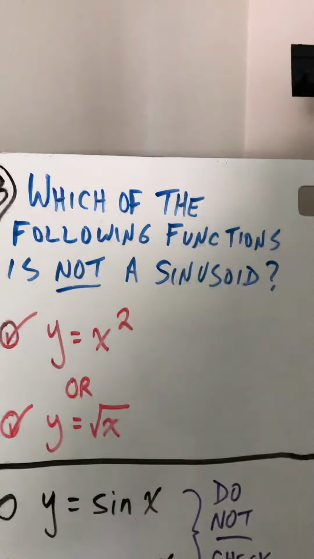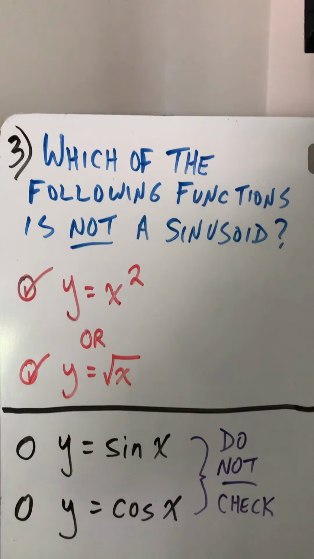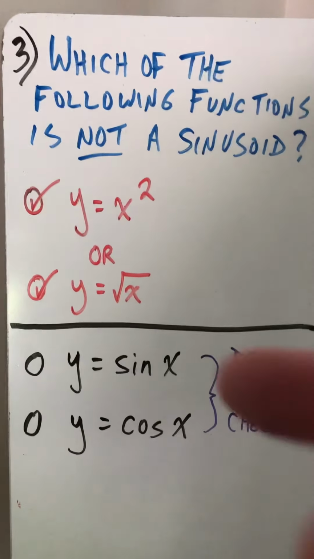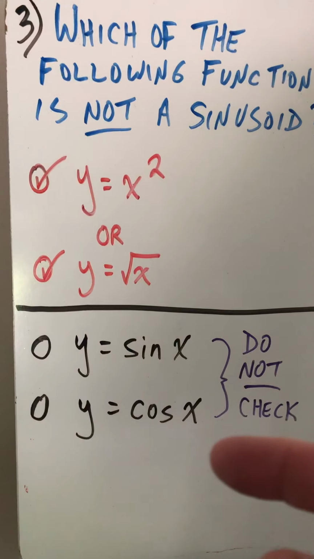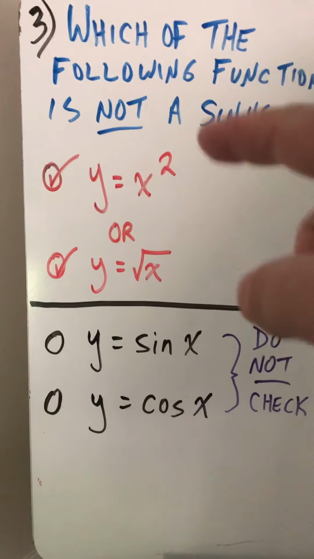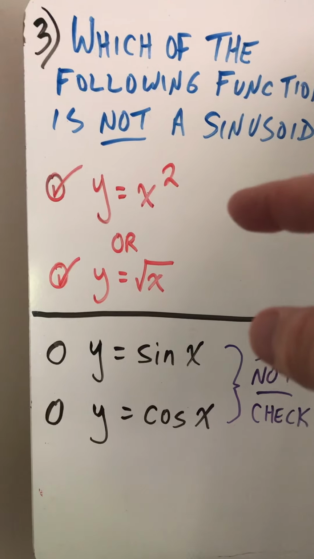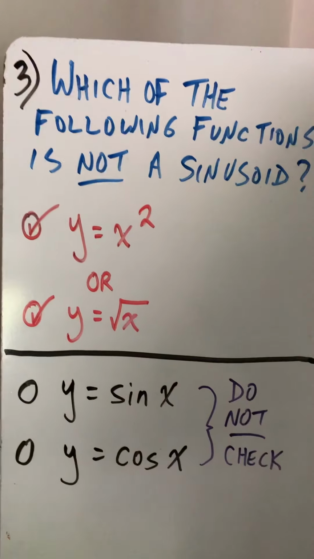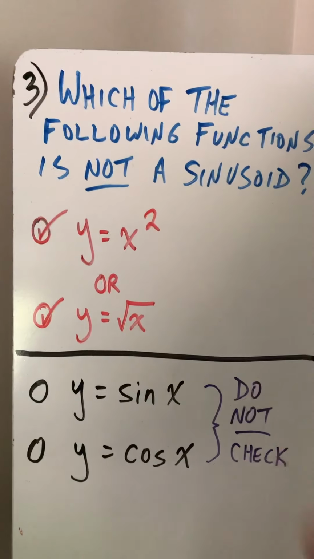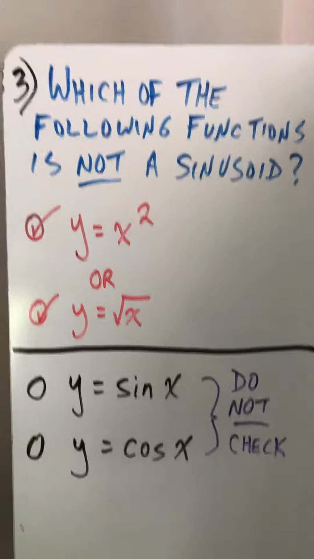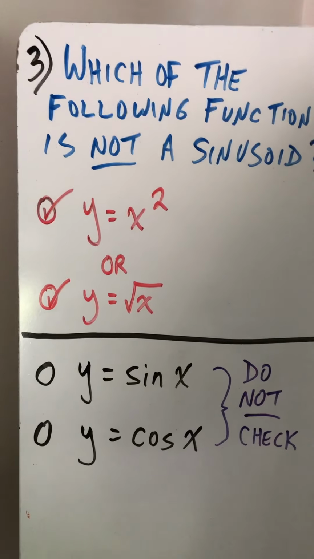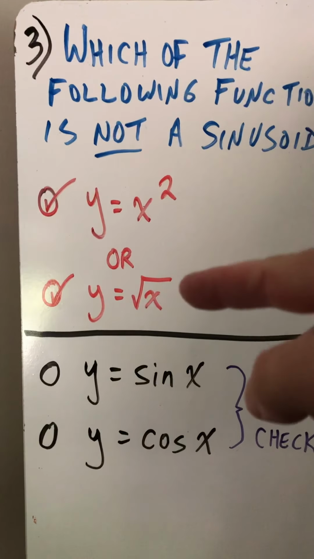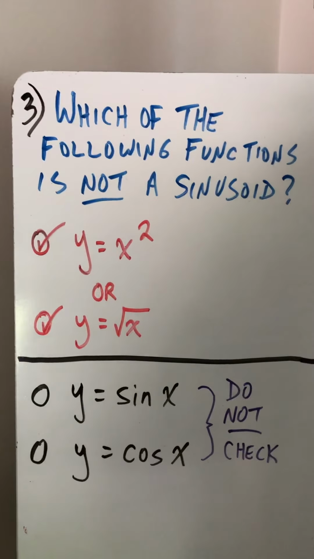Which of the following functions is not a sinusoid? The options will be y equals sine x, y equals cosine x, and then one of these two. The one that's there is going to be your answer. So y equals x squared, that's not a sinusoid. Or y equals square root of x, that's not a sinusoid. The other option is going to say none of the above. That's not it. It's going to be either this or this, depending on which question you get.